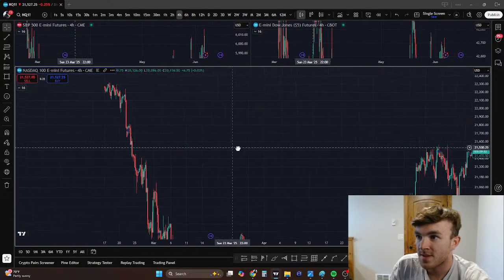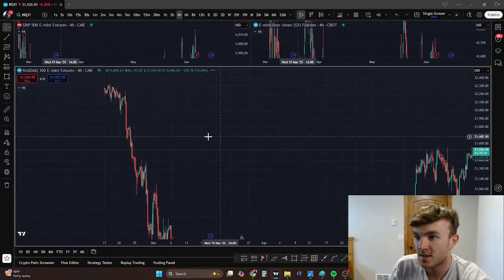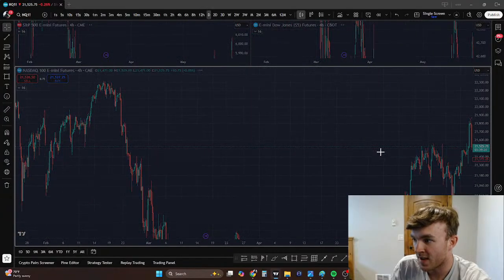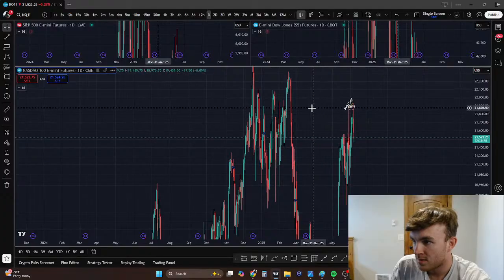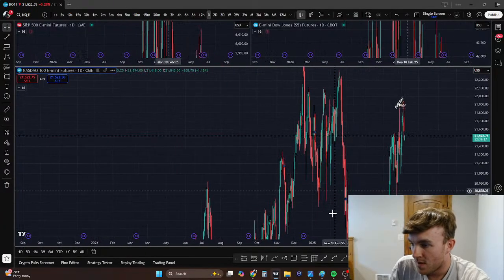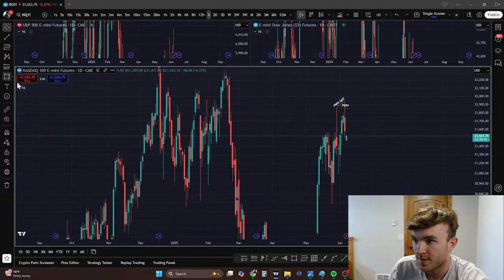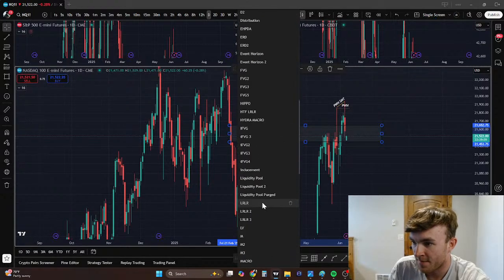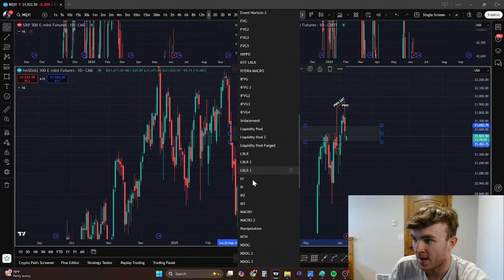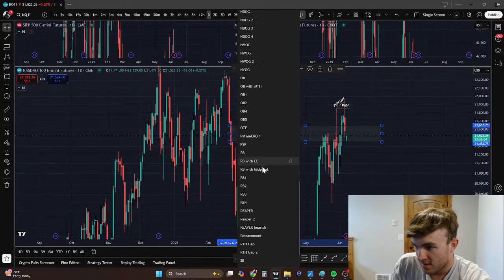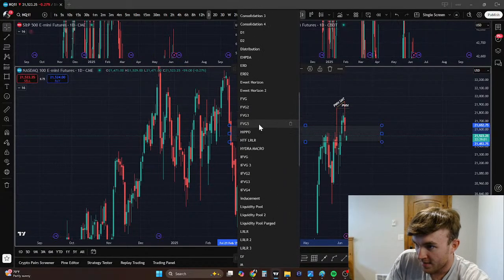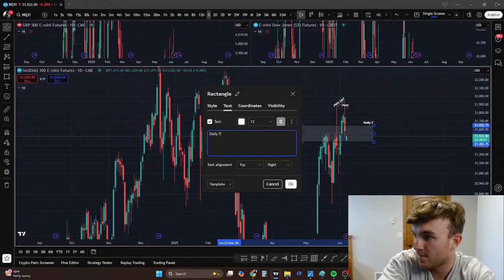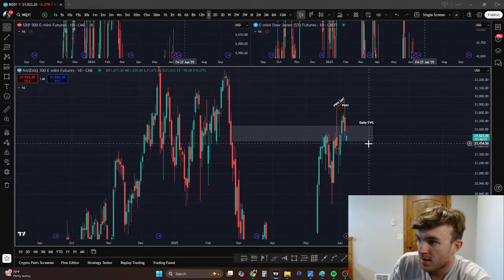And then what happens, right? What is this, like a daily fair value gap? Daily fair value gap right here. I mean, you could use that one, but I like it when we fill it. Daily fair value gap.